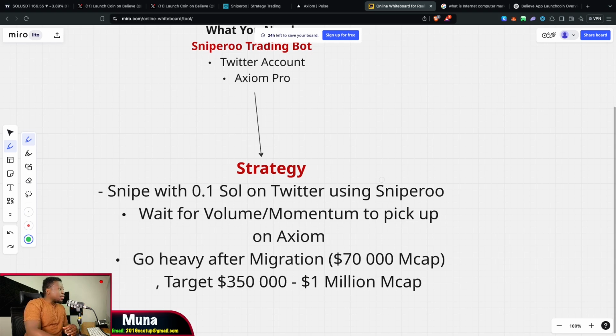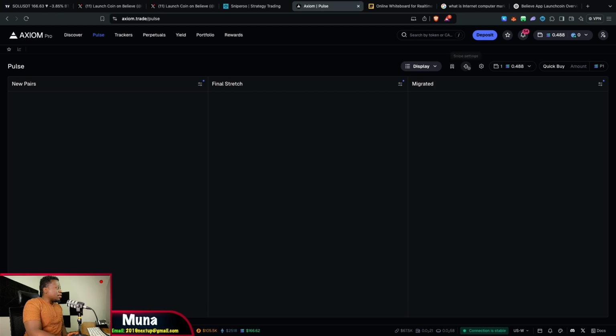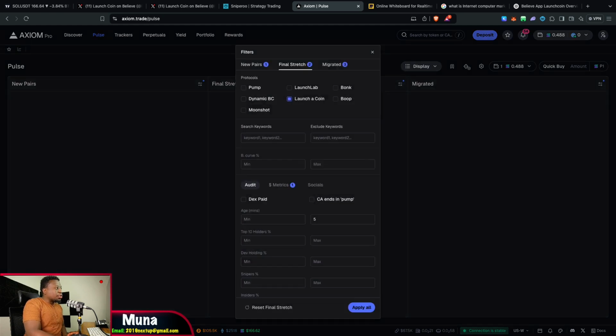Of course, in order for you to utilize this strategy, you have to back test it. You have to go in there and take a look at what is selling as far as the internet computer markets are concerned. So basically, internet computer market is a new narrative in the crypto sphere which is beginning to pop off. And as you can see right over here, if we go to the filters, Launchcoin is a platform which is pushing this narrative.